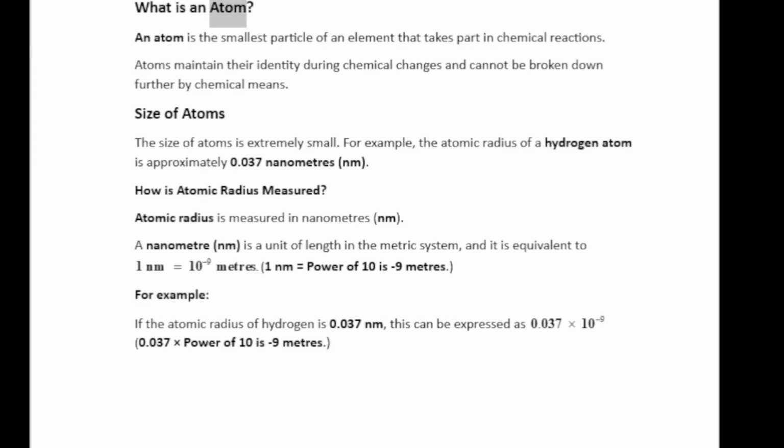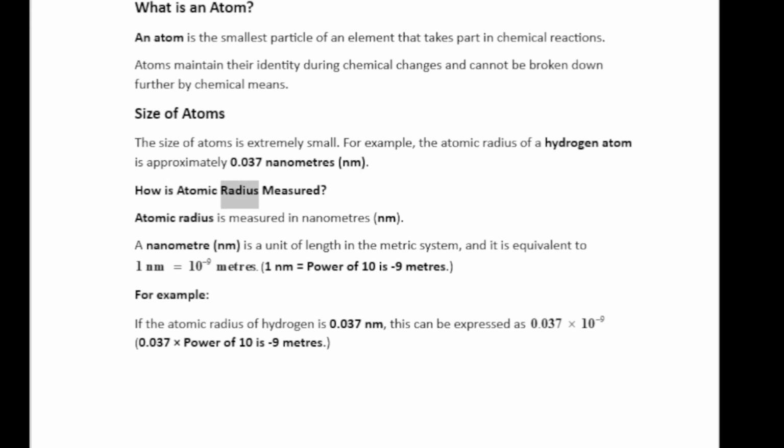What is an atom? An atom is the smallest particle of an element that takes part in chemical reactions. Atoms maintain their identity during chemical changes and cannot be broken down further by chemical means. Size of atoms. The size of atoms is extremely small. For example, the atomic radius of a hydrogen atom is approximately 0.037 nanometers, nm.